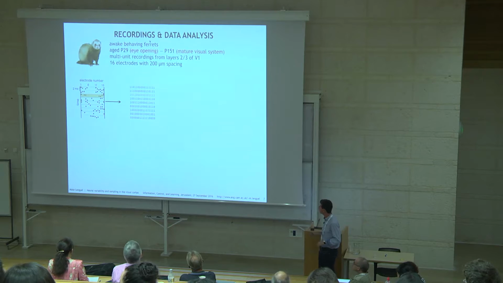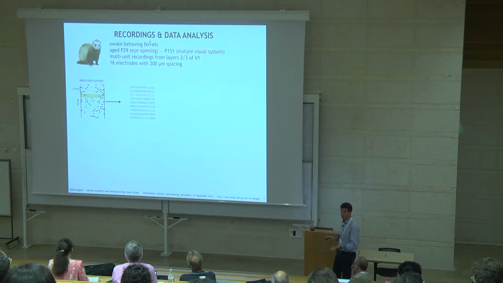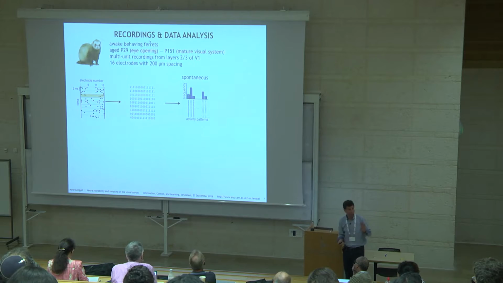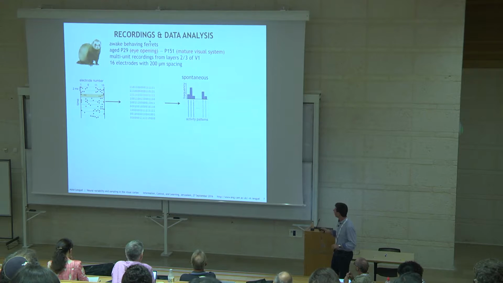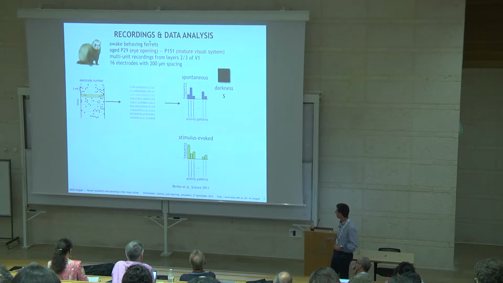That means that at each time step, in each 2 millisecond time bin, we have a 16-digit binary word for the 16 electrodes. And now what we do is something very simple. We construct the histogram of these 16-digit binary words. There are 65,536 of them. We measure the frequency with which they occur over time. First we do it during spontaneous activity, so in darkness. Then we repeat the same thing in the visually evoked condition.